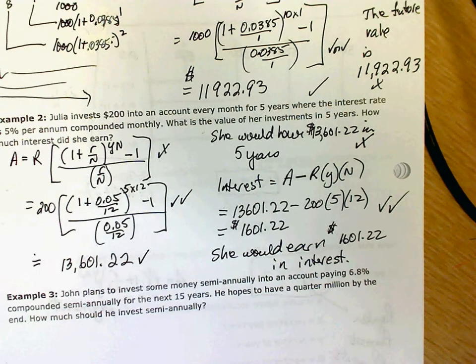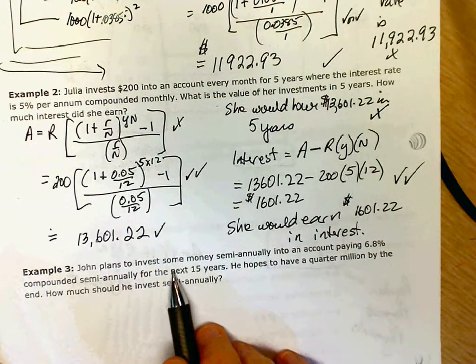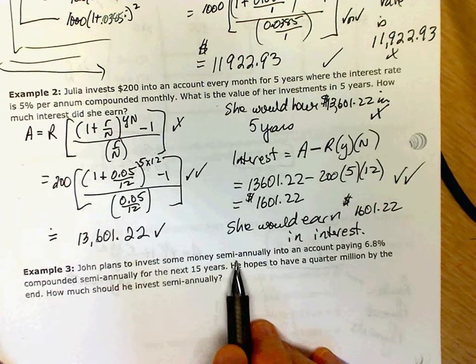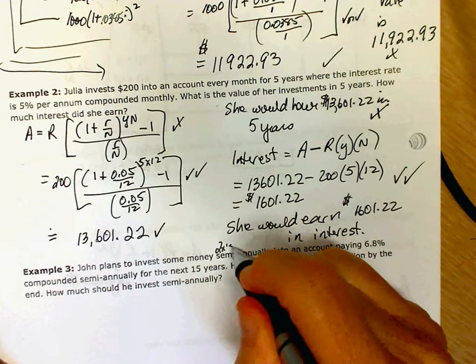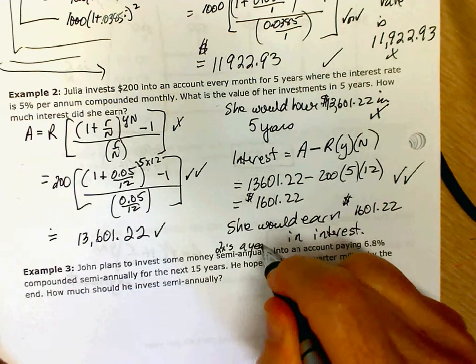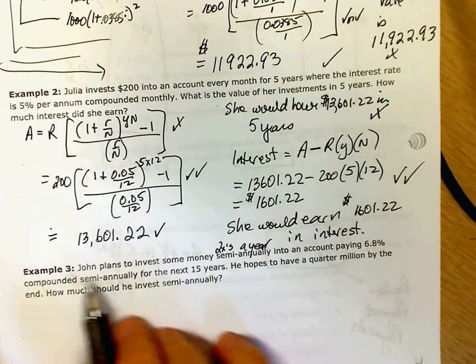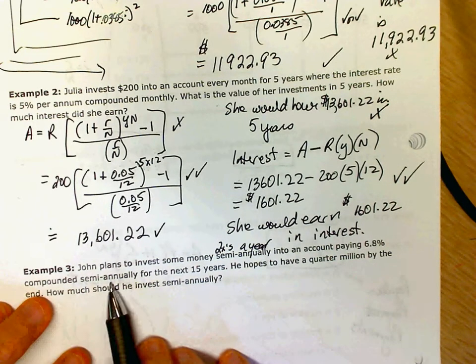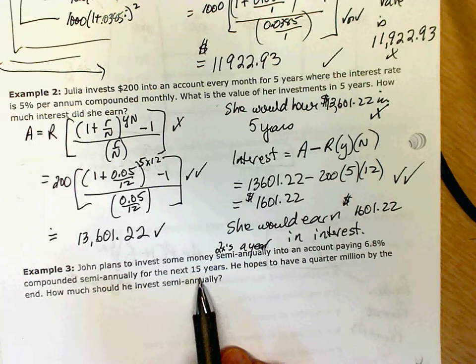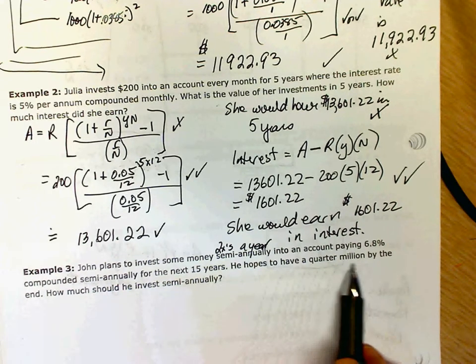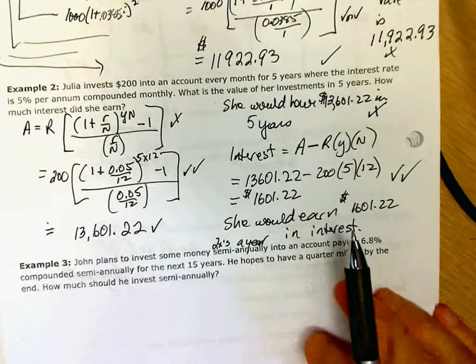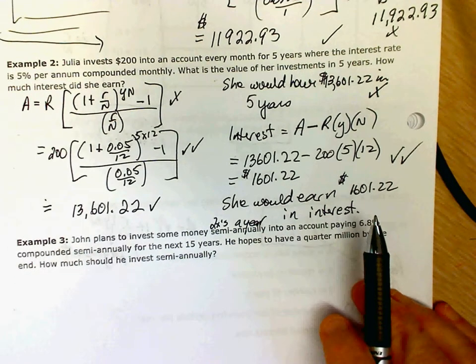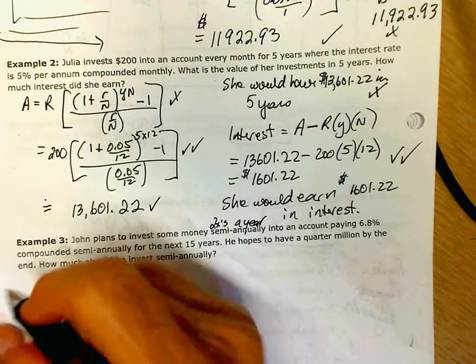John plans to invest some money semi-annually. How many times is that per year? 2 times a year. Into an account paying 6.8% compounded semi-annually for the next 15 years. He hopes to have $250,000. How much should he invest semi-annually? So what are we calculating here? A, PV, or R? Yeah. A equals R.